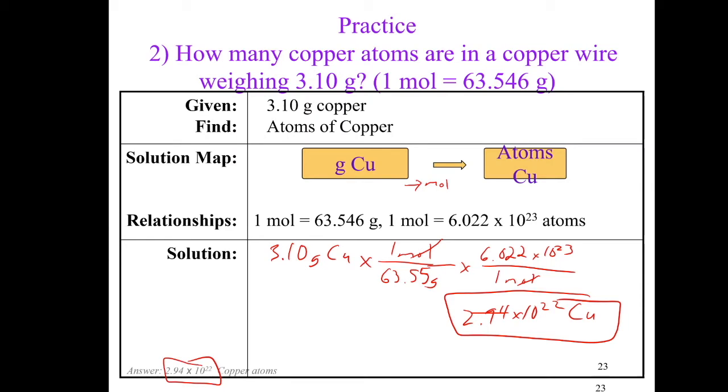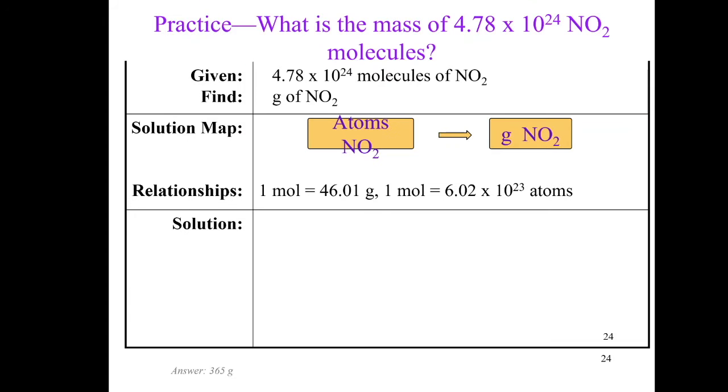So conversions, sometimes you need 1, sometimes you need 2. Sometimes you can use 2 conversion factors to make 1 and then do 1 step. I personally find it easier just to do it step by step, whatever works for you. Another practice, you should go ahead and pause and do this one. If you need some help, you can watch the video, and if you need more help, contact me during my office hours. So what's the mass of 4.78 times 10 to the 24th NO2 molecules?